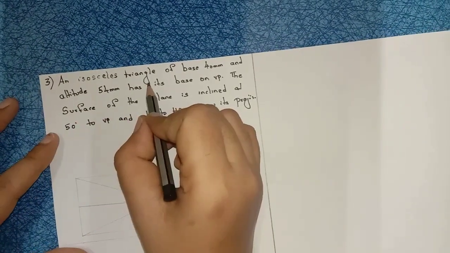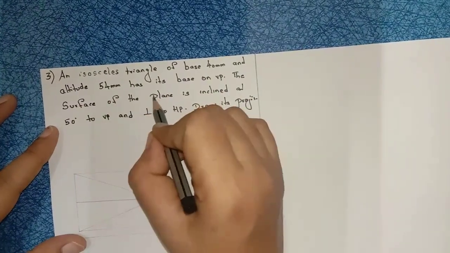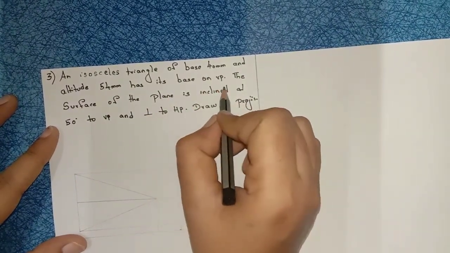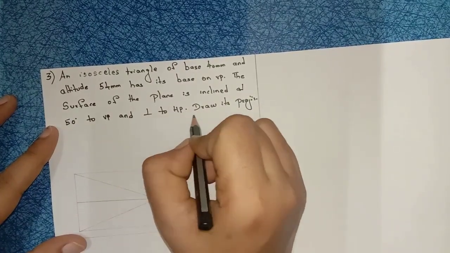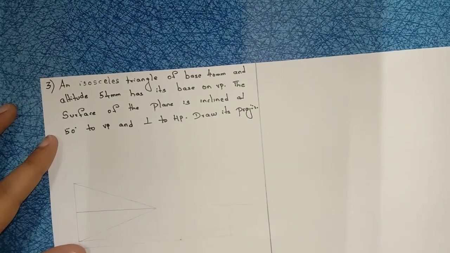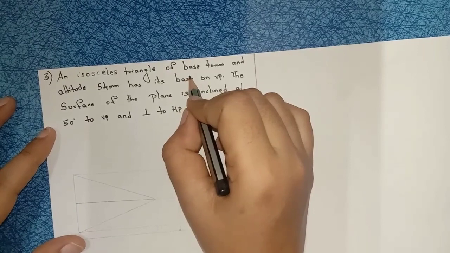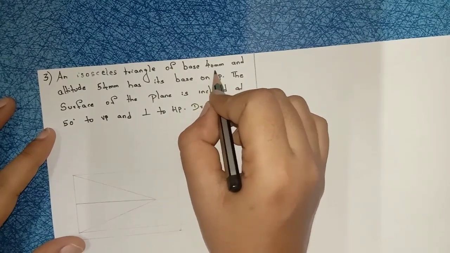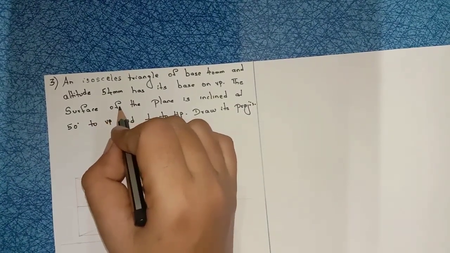An isosceles triangle of base 40 mm and altitude 54 mm has its base on VP. The surface of the plane is inclined at 50 degrees to VP and perpendicular to HP. Draw its projections. You have to construct a triangle, an isosceles triangle. Base is 40 mm, altitude means height is 54 mm.